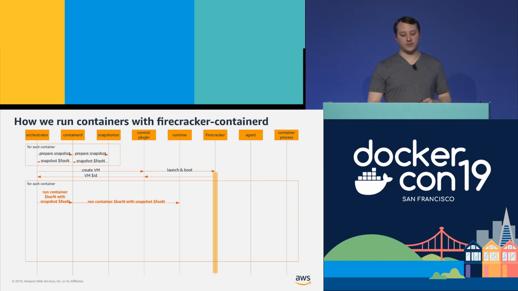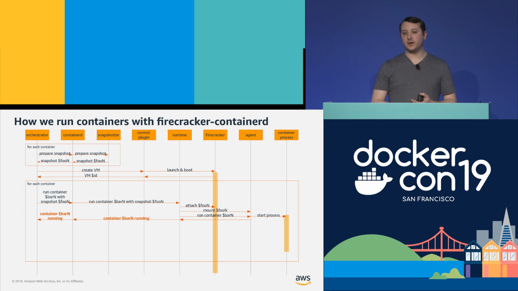The orchestrator makes a request to containerd's container and task services to run a container. Containerd passes those through to the runtime, which we've written for Firecracker. In the request, we include both the VM ID that we want to run, as well as the snapshot ID that should be used as the container's root file system. The runtime will then invoke the Firecracker API to attach the device, and then ask the agent to mount the device. Once the device is mounted, we can then ask the agent to start runc and launch the main process of the container.